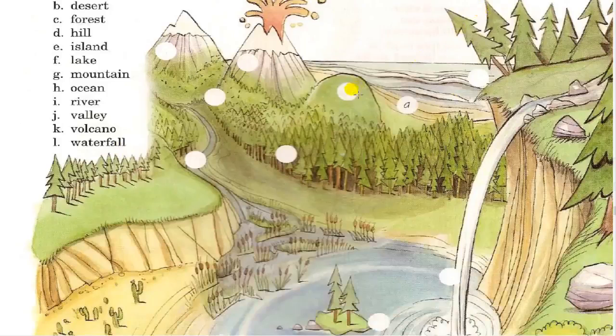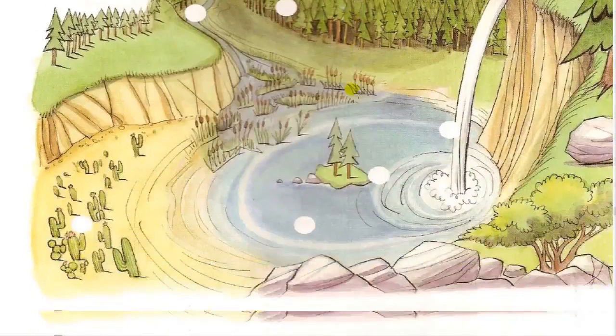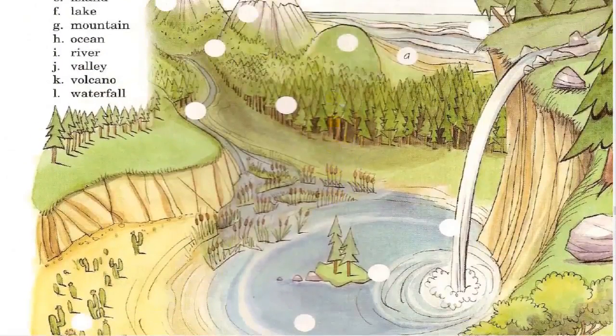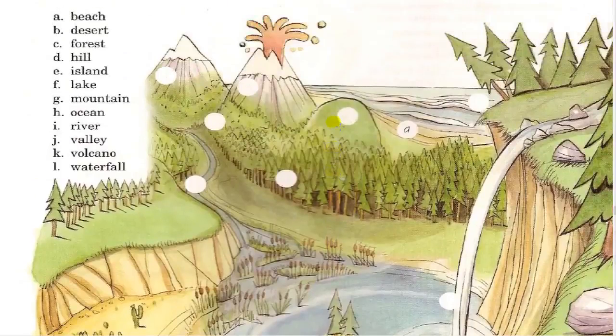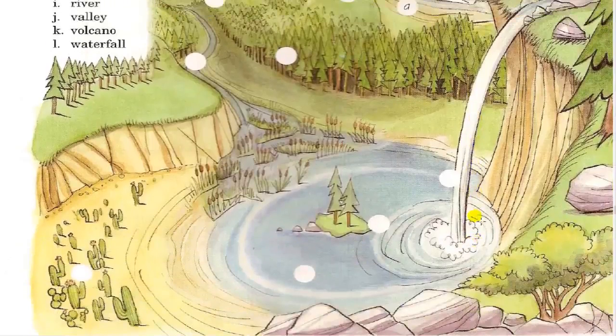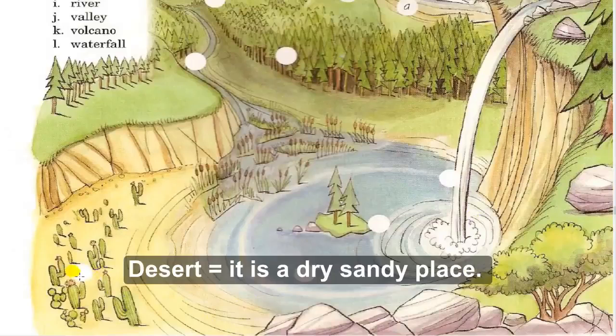Now in this picture, can we label these words around here? Number A, beach. This is the beach. For a beach, you must have water, like an ocean or sea. So A, beach. B, desert. Where is the desert in this picture? B, desert. A dry sandy place.